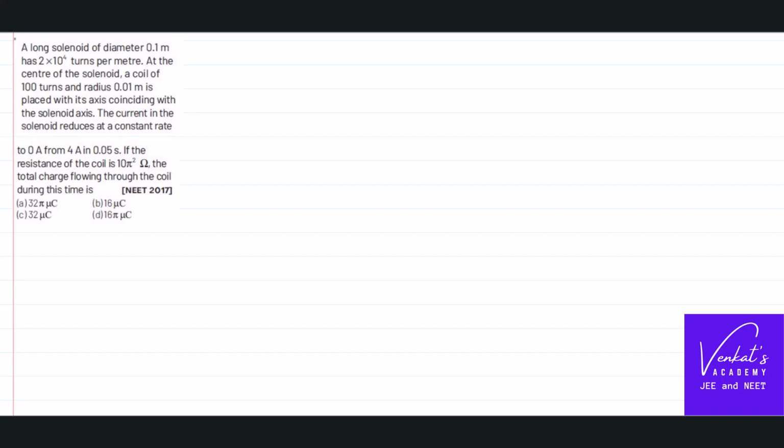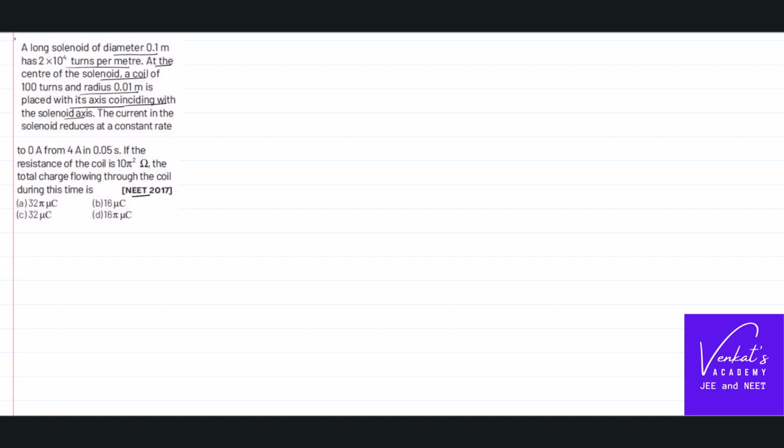This is a NEET 2017 question in electromagnetic induction. The question says, a long solenoid of diameter has certain number of turns. At the center of a solenoid, a coil of 100 turns and a radius of 0.01 is placed, with its axis coinciding with the axis of the solenoid.